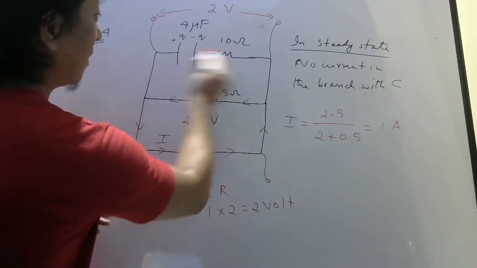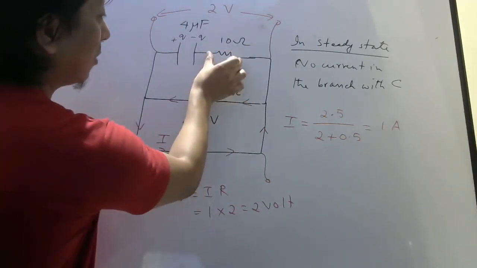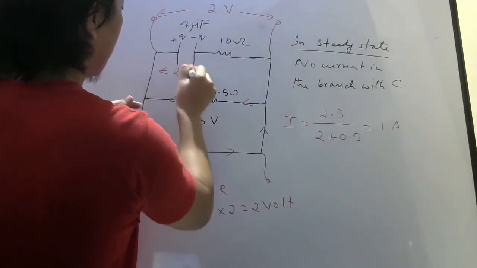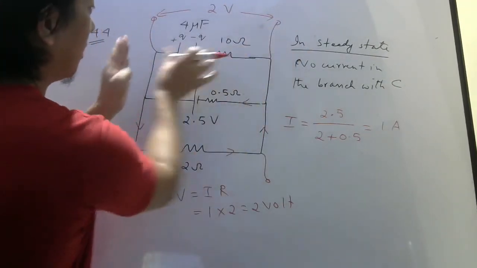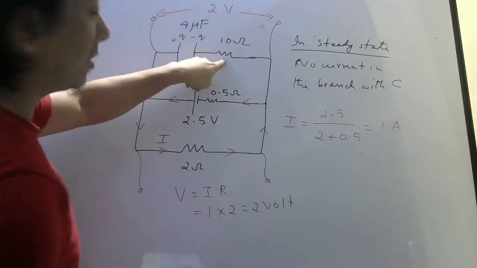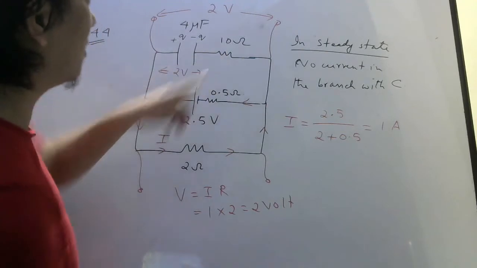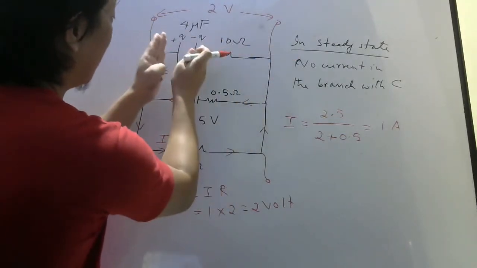But in this branch there is no current. That means no voltage will be here. That means the whole voltage will be here. Right? Usually we write this 2 volt will divide here and divide here. But here there is no current because steady state they told. So no current here means all that voltage will be only here.